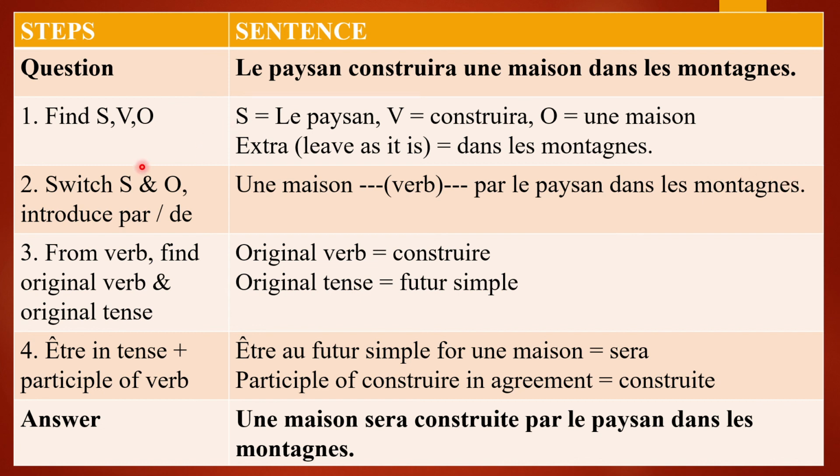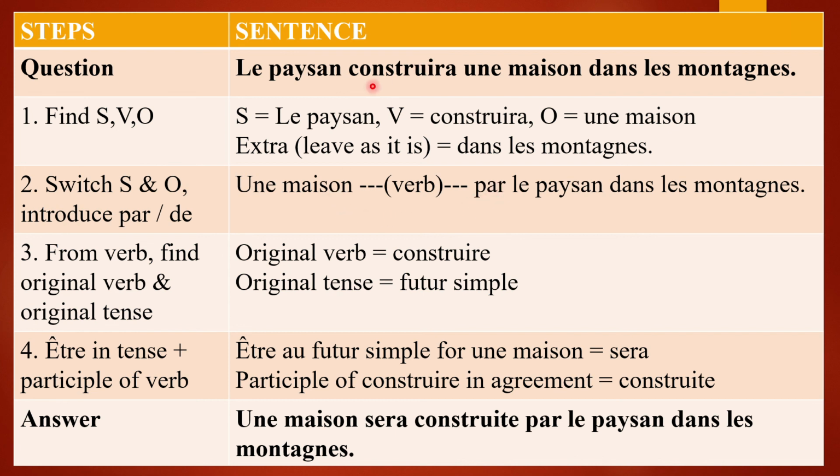The next step you have to do is switch the subject and the object. So une maison will come to the front. Le paysan will go to the end. You will introduce par or de. Construire is to construct or to build. It is a concrete action. So it takes par. Now time to work on the verb.